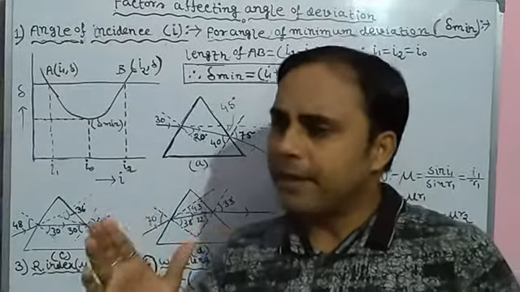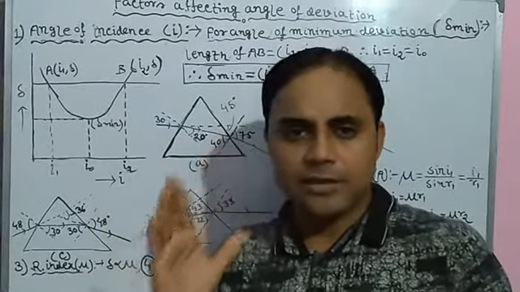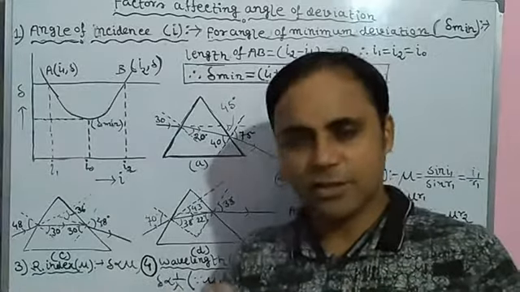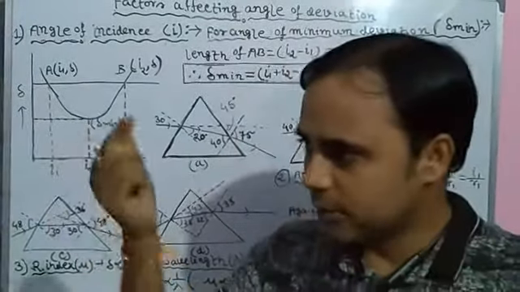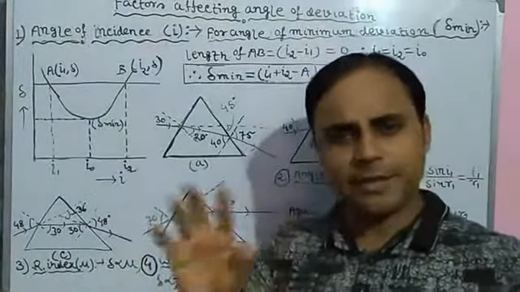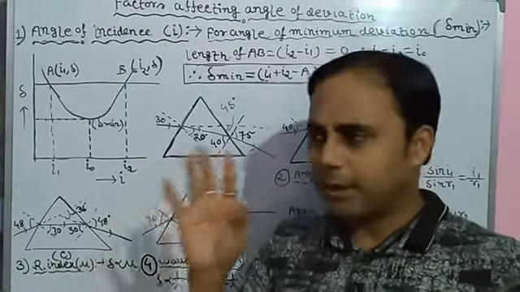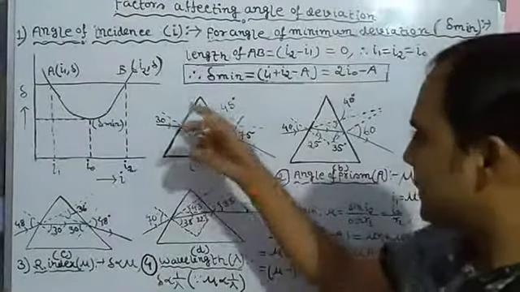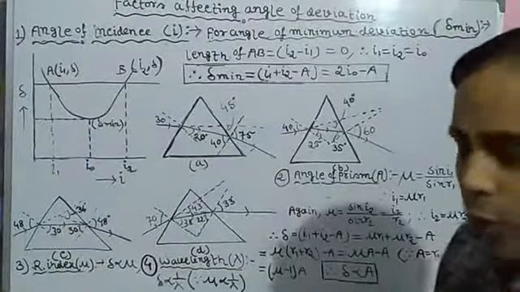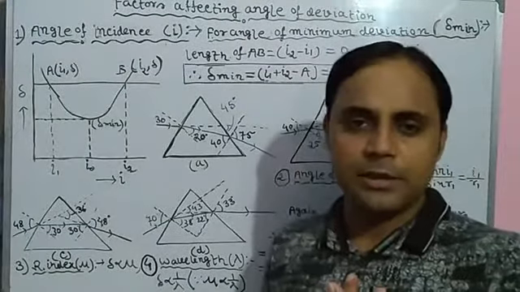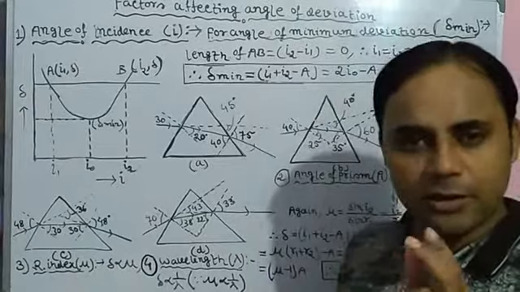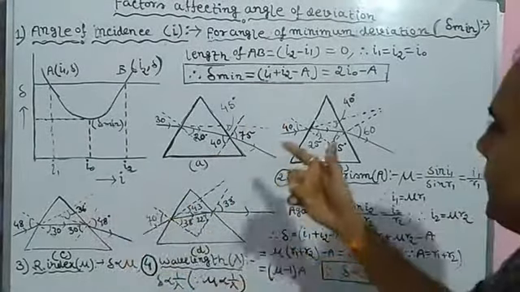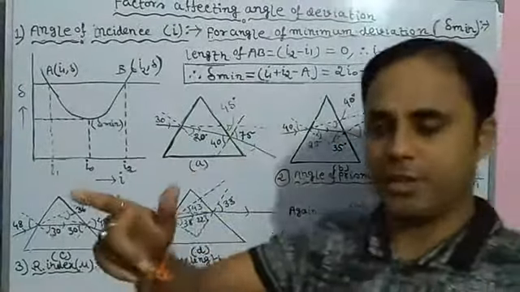Very simply, keeping the direction of the incident light ray unchanged, we rotate the prism, because the source from which the light is incident can be kept unchanged. If we rotate the prism, then what will happen? The direction of the normal will keep changing. Since the direction of the normal changes, obviously the angle of incidence will continually change. Due to the change of the angle of incidence, the angle of emergence will also change. And in this way, the deviation will change.